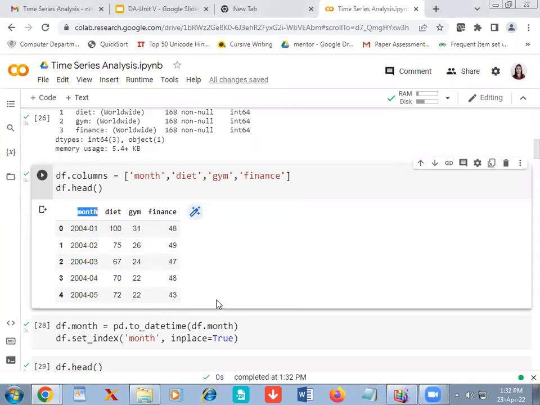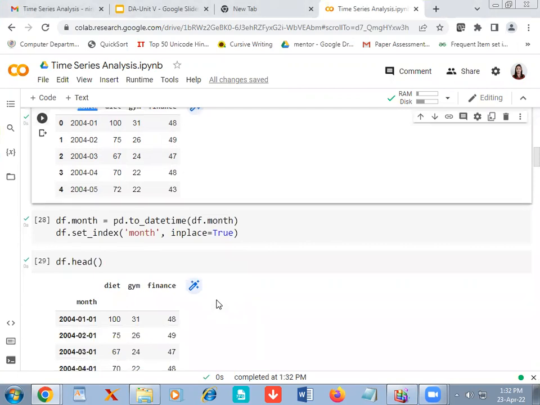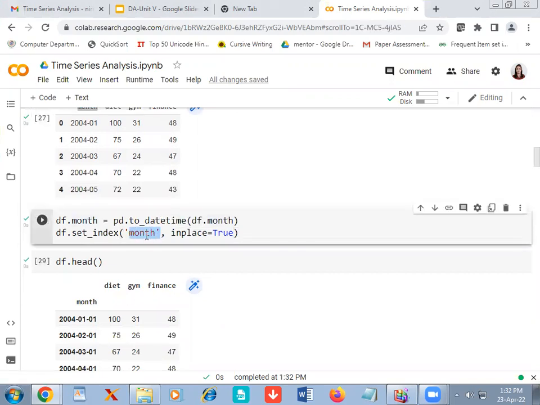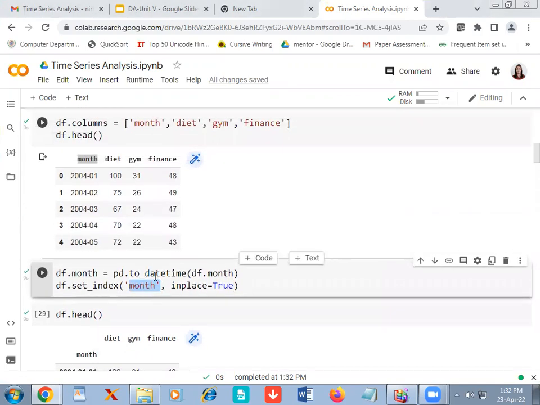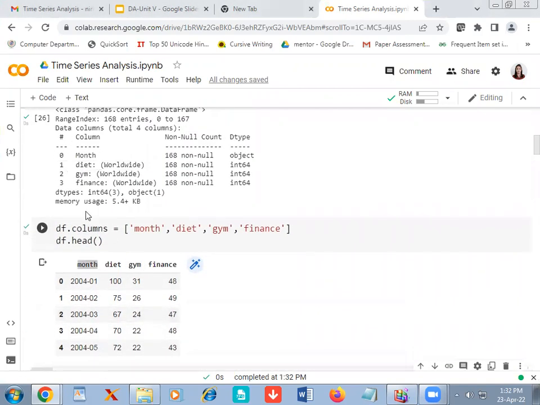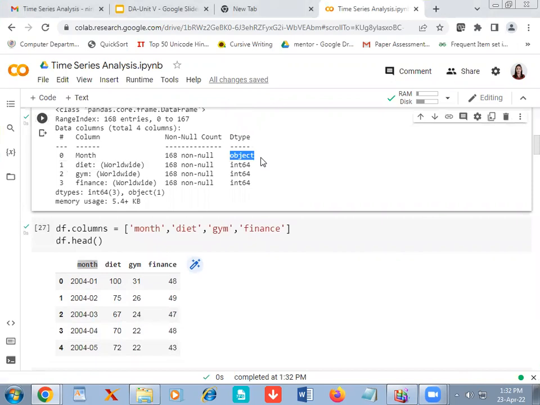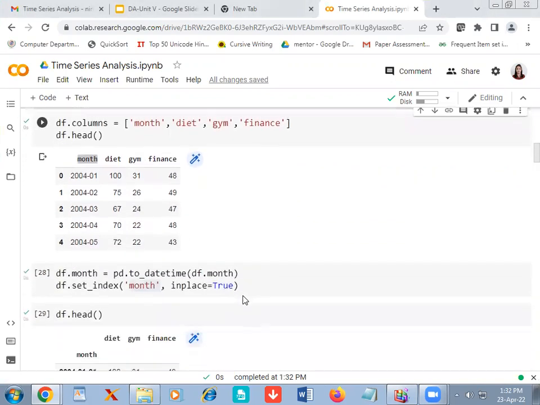So here I have data: month, date, time, and all. Then I'm going to observe the month wise data. I want to analyze month wise, so my index will be month. Now I want to change the data type. If you observe the month, your data type will be object, so I'm going to change it into date and time format, because I want to analyze time series.